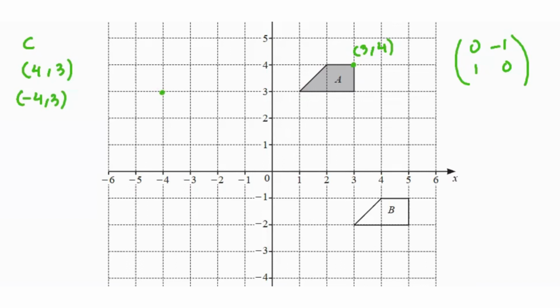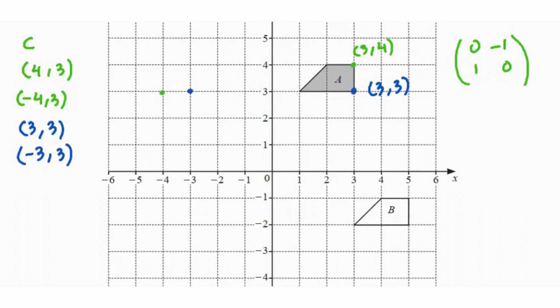Then if you pick another point, this one. So that's 3, 3. So for 3, 3, we swap the coordinates and then make the x coordinate negative. So that's going to be -3 and +3. So -3, +3, that is going to be over here.